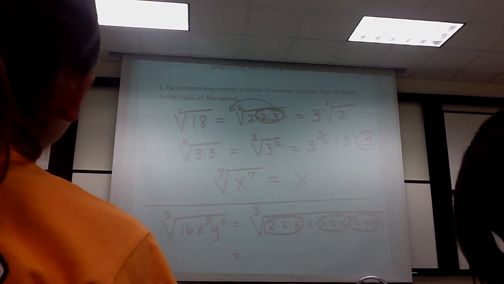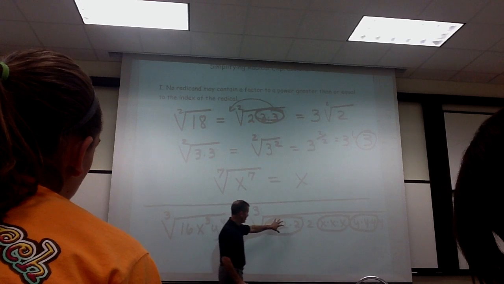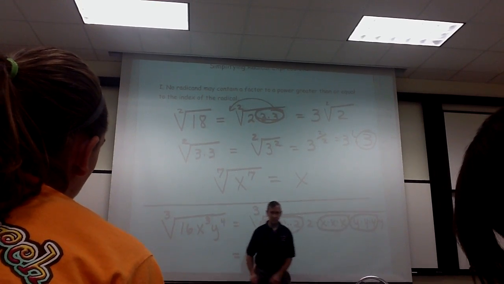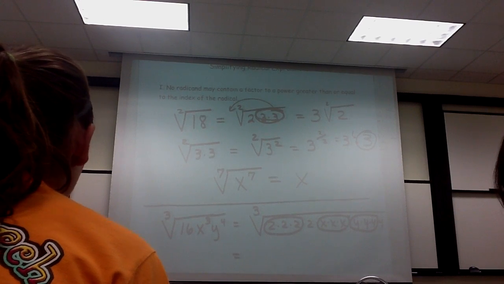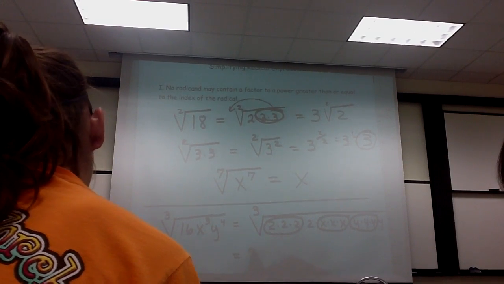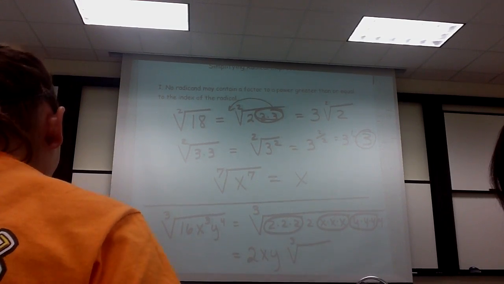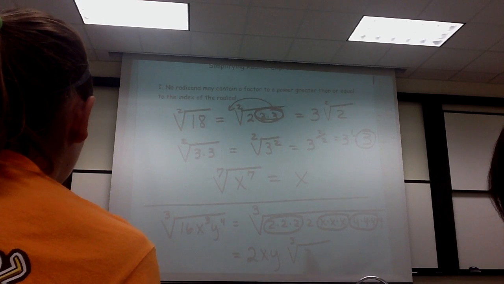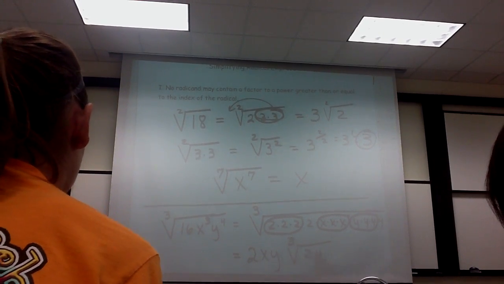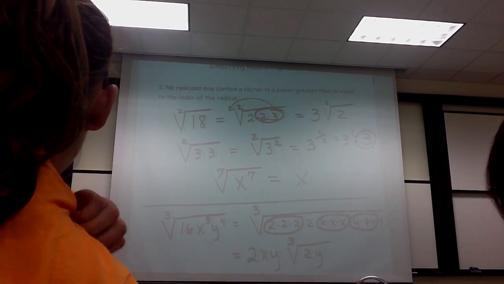Now, what comes outside the radical? 2xy. Absolutely. One of those, one of those, one of those. 3 times underneath the radical. Here is 1 time outside. So I got 2xy on the outside. Still got a cube root. What's left underneath? 2y. I finished. Is that okay? Not too bad.